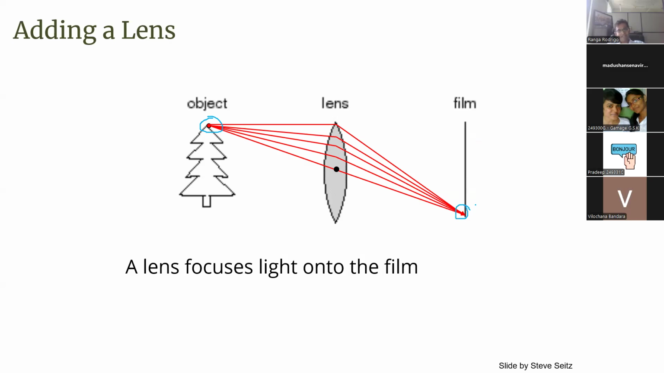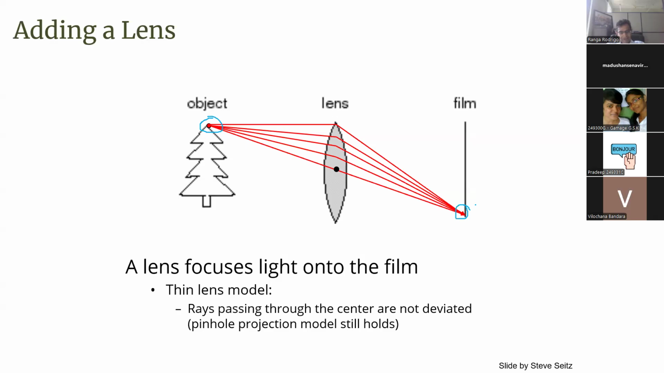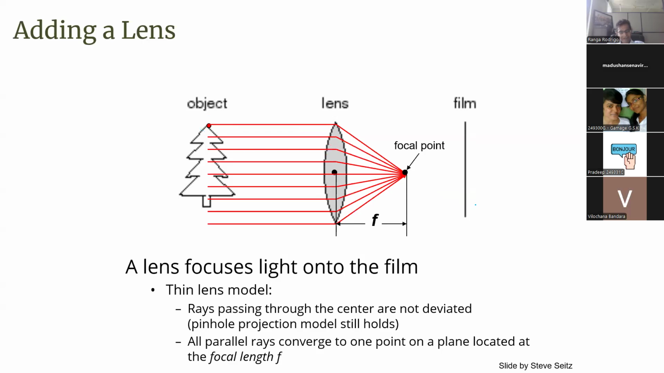You can see why. Because of the lens. Because a lens focuses light. Okay, this also: there's a thin lens model. Rays passing through the center are not deviated. The projection model still holds. All parallel rays converge to one point on the plane located at F.